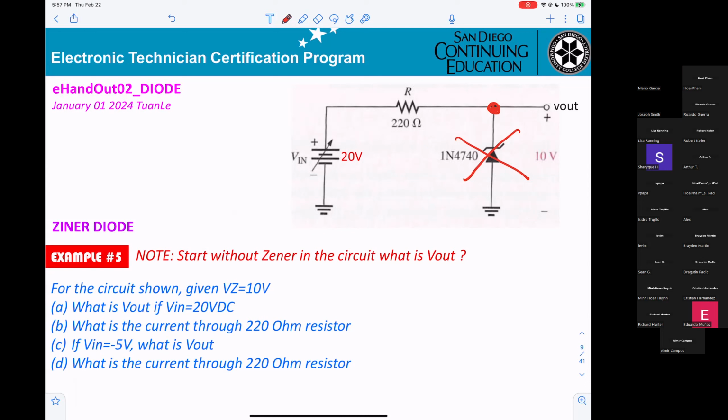20 volts. Oh, I'm sorry, 20 volts, because you took it out, you still have a connection on the other side. The first thing you have to do is suppose there is no Zener diode, what is the voltage at this side? You know the voltage will be 20. Okay, now, if the voltage, 20 volt, is higher than the Zener, then the Zener breaks down.